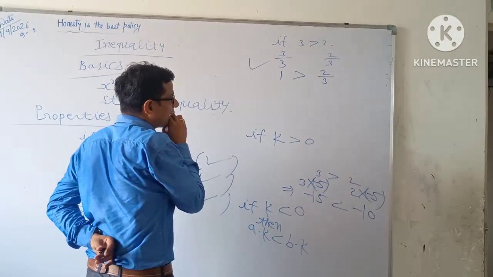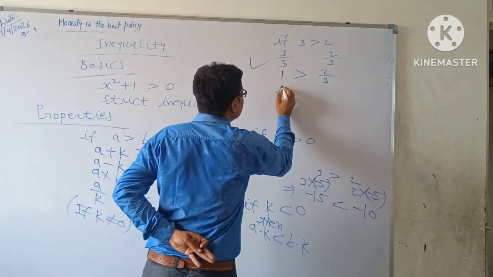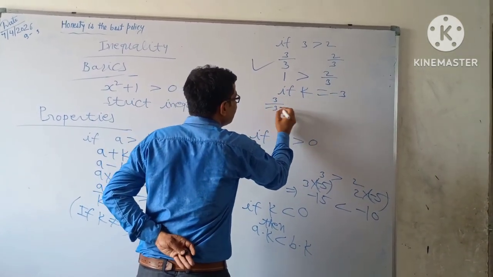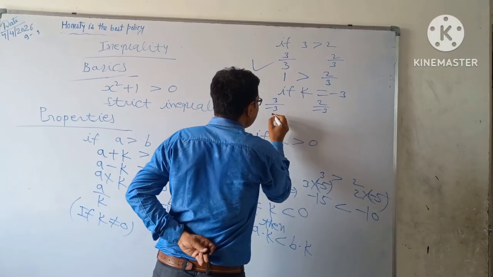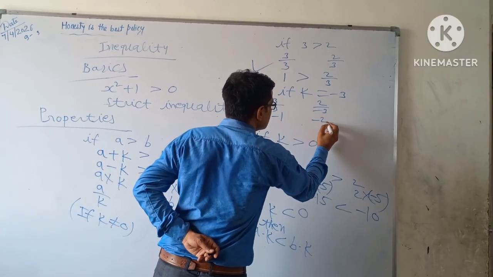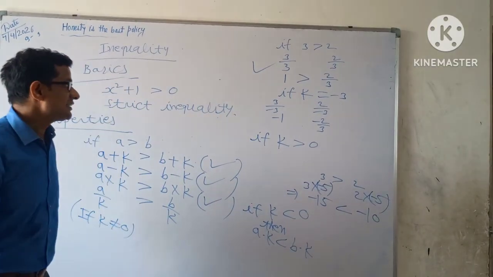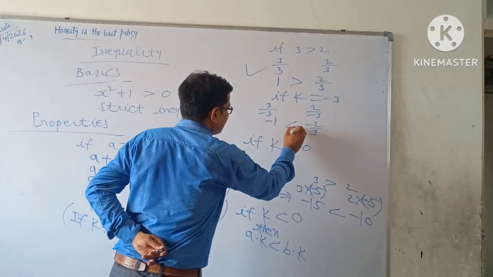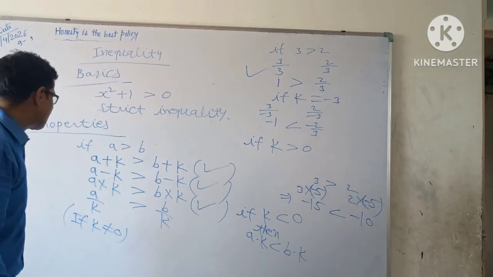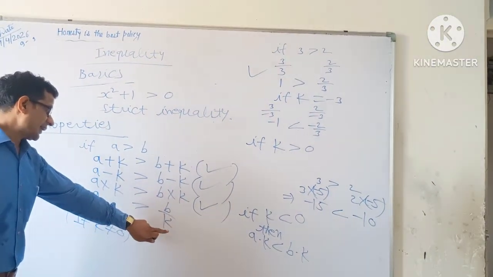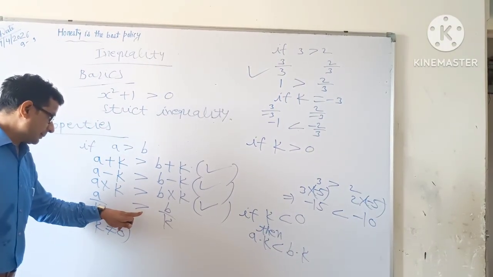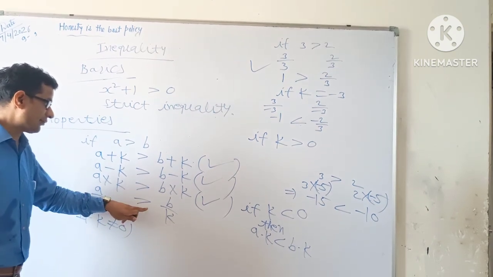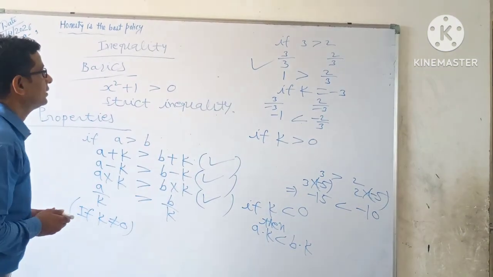But if we divide by minus 3, if we take k equal to minus 3, then we get 3 by minus 3 and 2 by minus 3. Here we see minus 1 and here minus 2 by 3. Now since 1 is greater than 2 by 3, minus 1 is less than minus 2 by 3. Minus 2 by 3 is greater. It means if we divide by any negative k, the symbol of inequality reverses. If it is greater it will become smaller, and if it is smaller it will become greater.